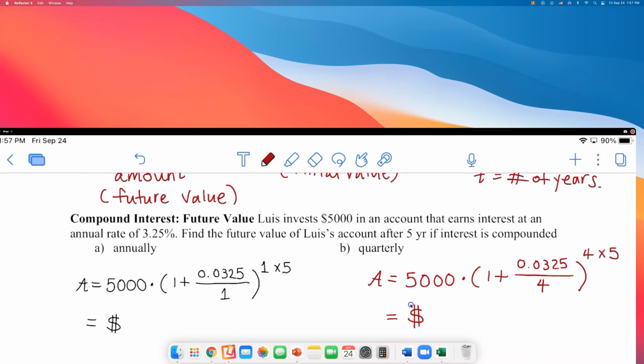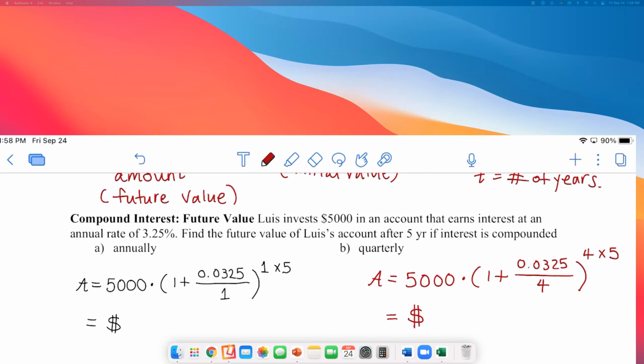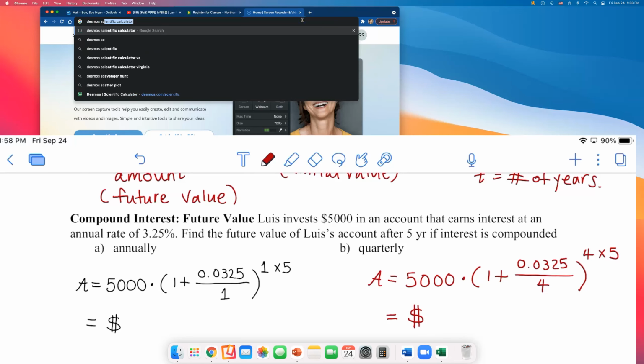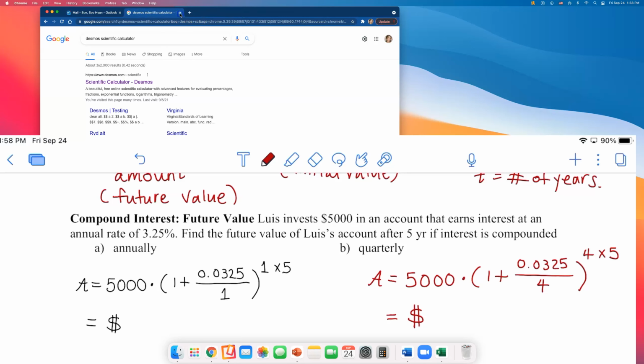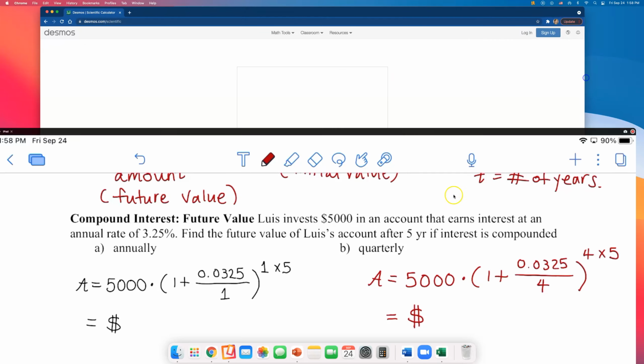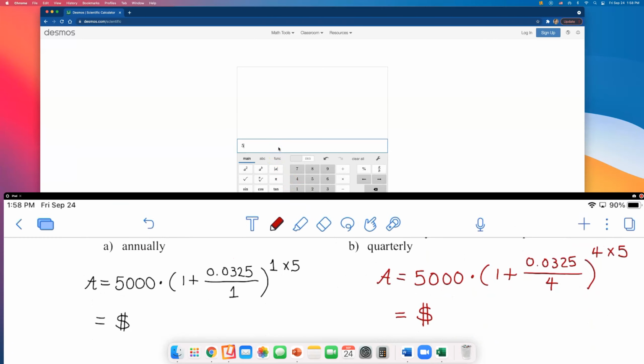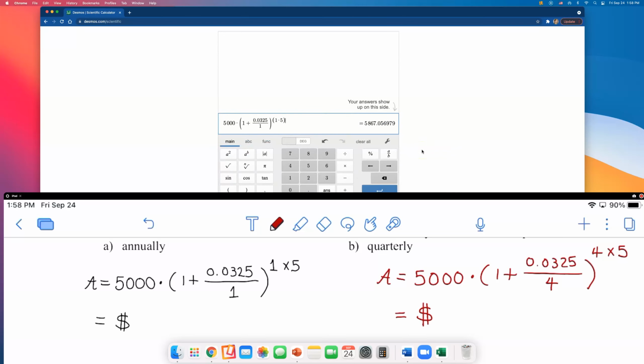Okay, all right, let me open up maybe this browser. Okay, I'll go to Desmos Scientific Calculator. Close up that. All right. And I'll go ahead and type in the first one, which is 5,000 times 1 plus 0.0325 divided by 1. Oh, I should put these in a parenthesis. I apologize. Let me put these in a parenthesis. And I'll raise this to the 1 times 5th power. The exponent has to be in a parenthesis too, looks like. So take a look at what I entered. So the answer for the annual part is going to be $5,867.06. Okay, so we got the first answer.